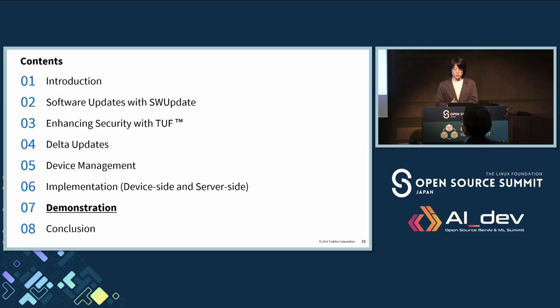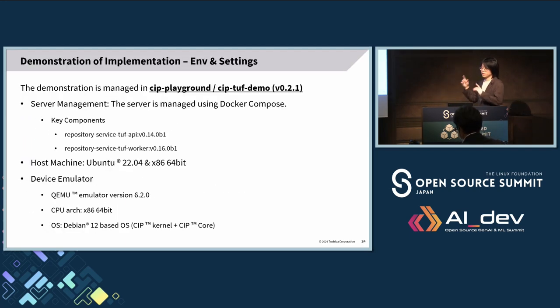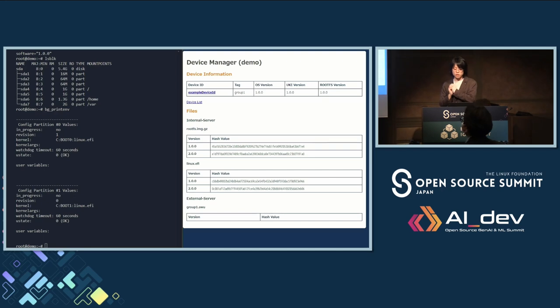Okay, so let's talk about the demonstration. For the demonstration, we've set up everything using this CIP TUF demo repository, tagged as version 0.2.1. The server environment is managed using Docker Compose. If you want to know the details about the services, please check the Docker Compose. The device side is simulated with QEMU. We've also confirmed the set of flags on actual hardware, which you can see at our CIP booth demo next to this room. So let's move into the demonstration now.